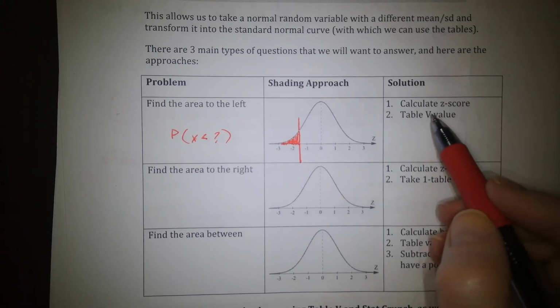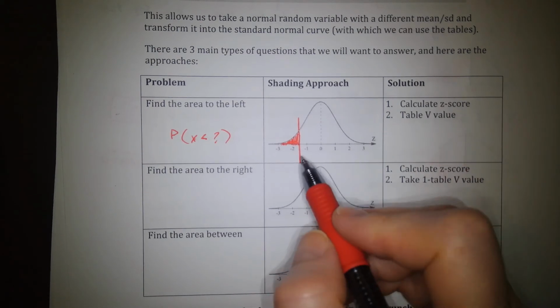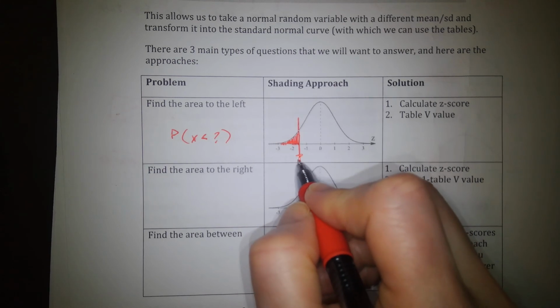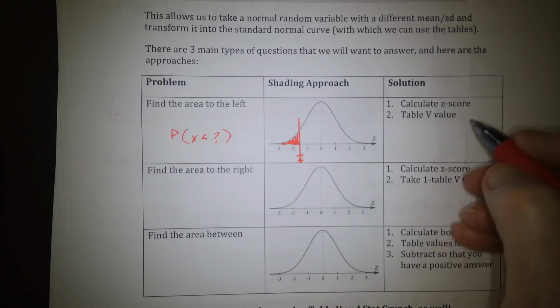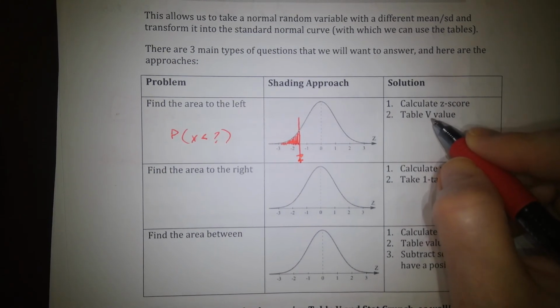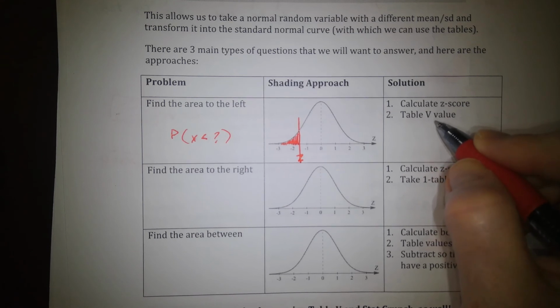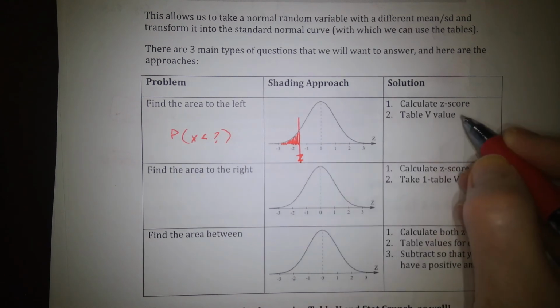So you basically are going to calculate whatever this z-score is. So we'll find the z-score. And then we're going to go to table 5 in the back of the book, or they're also provided to you in the resources of this course. We're going to look up that z-score and we're going to find the probability.